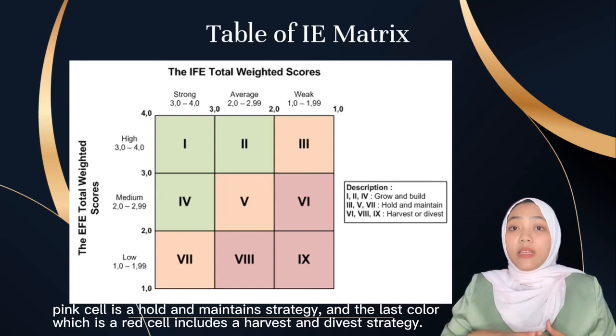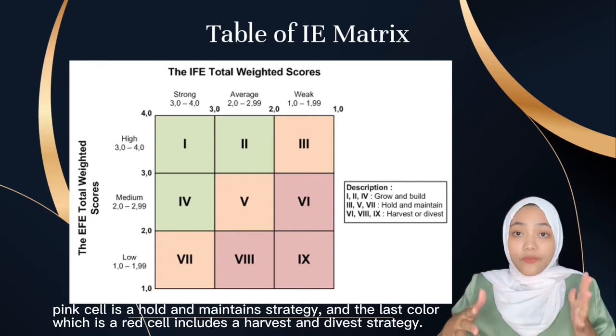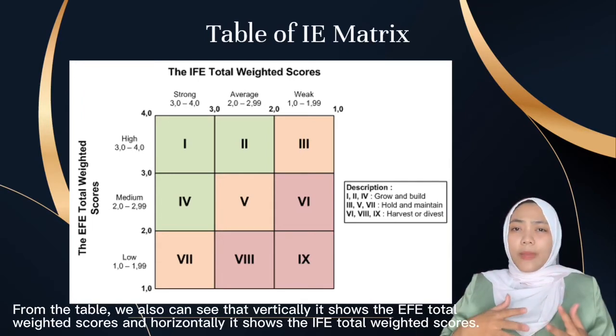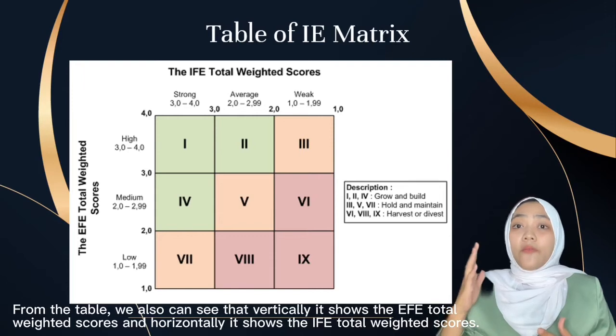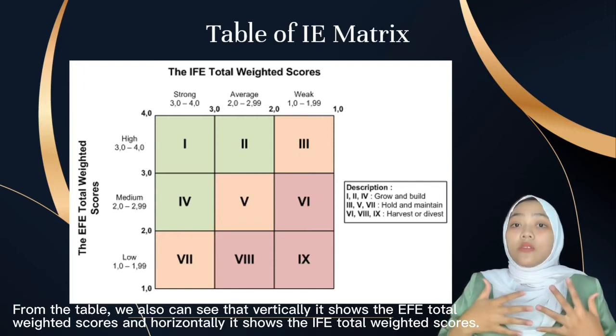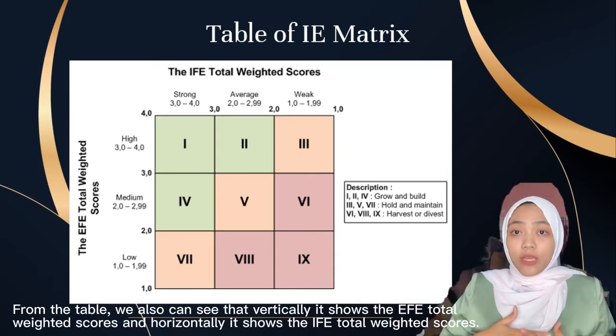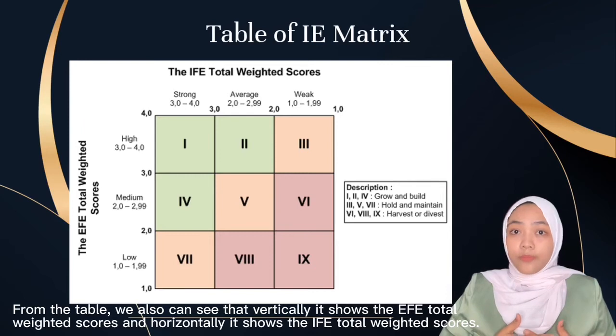The pink cell is a hold and maintain strategy, and the last color, which is a red cell, includes a harvest and divest strategy. From the table, we can also see that vertically it shows the EFE total weighted scores, and horizontally it shows the IFE total weighted scores.